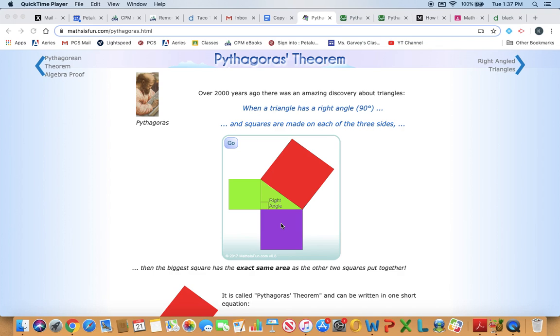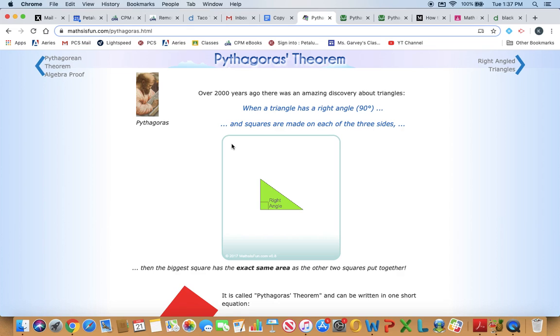Pythagoras' theorem says that if you take the square of the two shorter sides, so square this side and square this side, and add them together, they are equal to the square of the longest side of the triangle. This little animation will show you what that looks like. So we squared the two smaller sides, and now we're moving those into the larger square, and you can see they both fit.